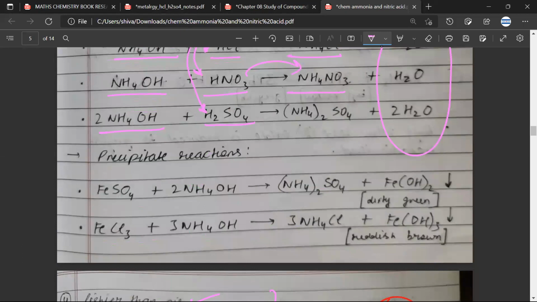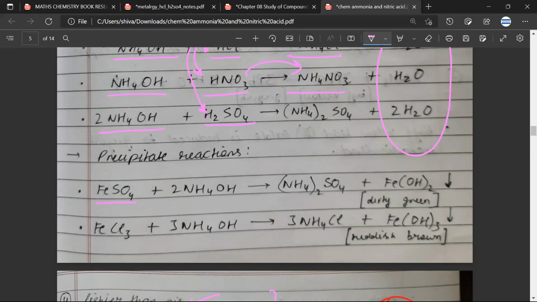Now we will study the precipitate reactions, wherein the ammonium hydroxide or the aqueous form of ammonia will be reacted with various kinds of metallic sulfates, chlorides, nitrates, etc. Color change is important. Color change is very important.